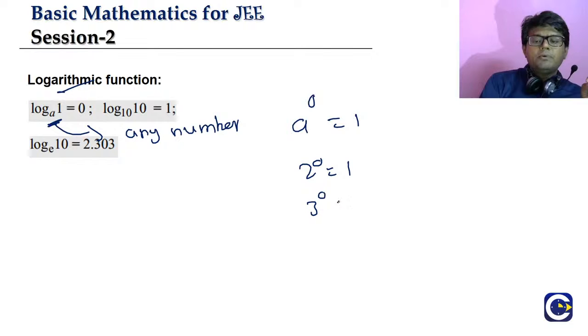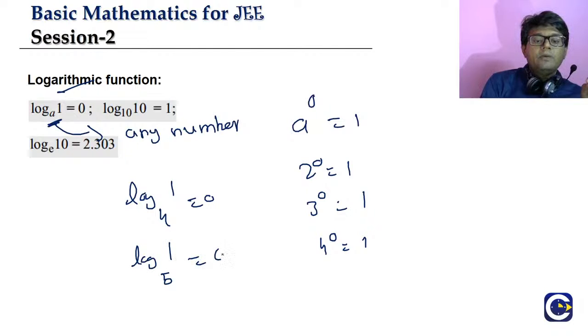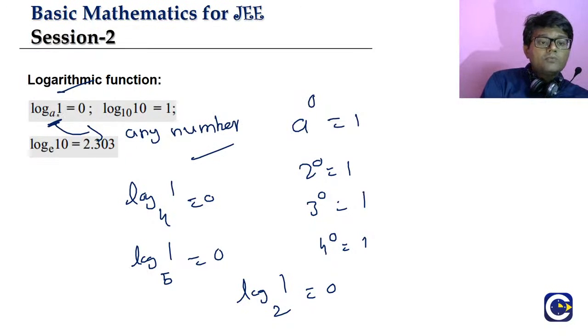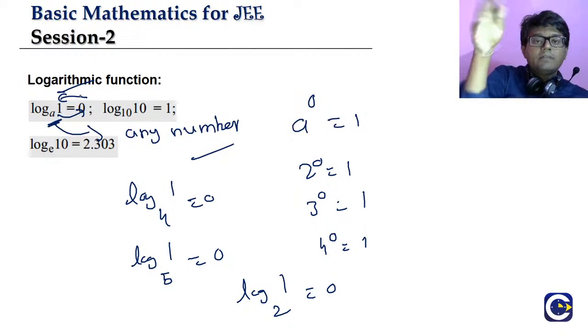1. 3 power 0 is what? 1. 4 power 0 is what? 1. Any number to the power 0 is what? 1. Which means log of 1 to the base 4 will be what? 0. Log of 1 to the base 5 will be what? 0. Log of 1 to the base 2 will be what? 0. Always log of 1 to any base. You take any base, the value is going to be what? 0. It means how much we should raise a so that we will get 1. Any number power 0 will be 1, right?